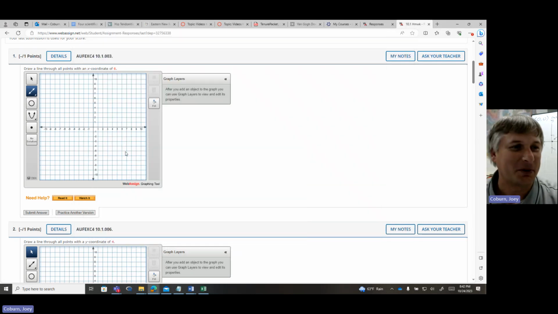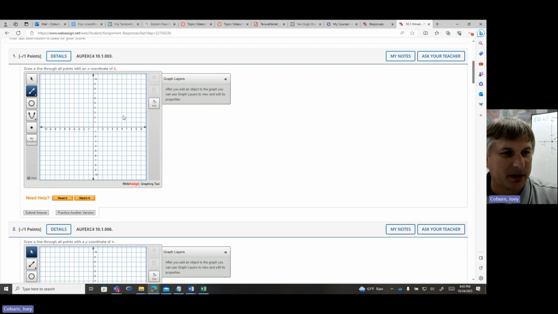All right. So what I'm going to do is make sure I select a line tool. This is usually the default. This is an arrow. This is the line tool. Now, this is called a ray, and this is a segment. But for lines, we want this one. So we'll do that. Draw a line through all the points with an x coordinate of 6.